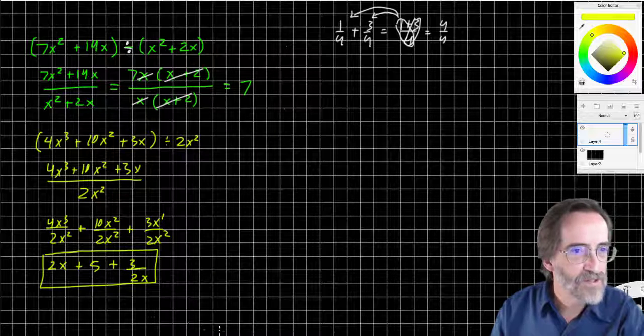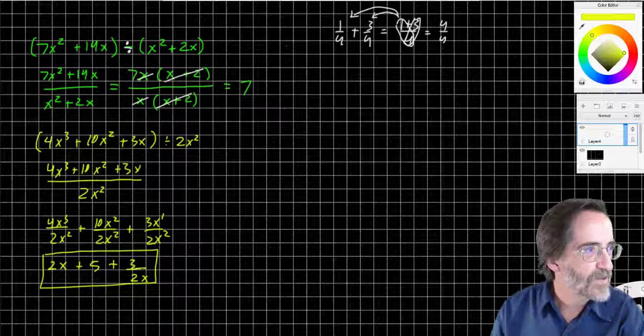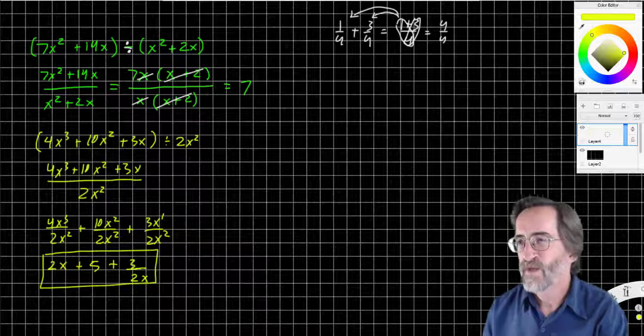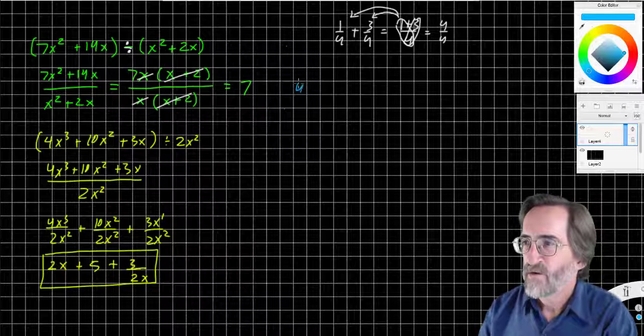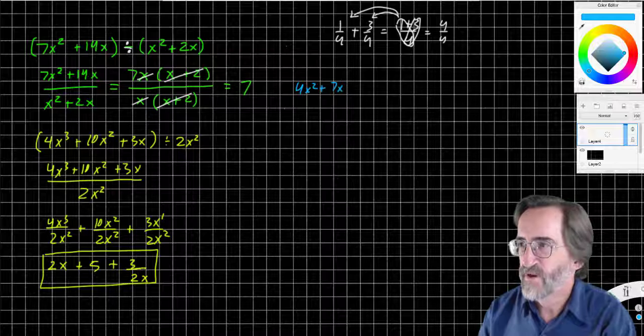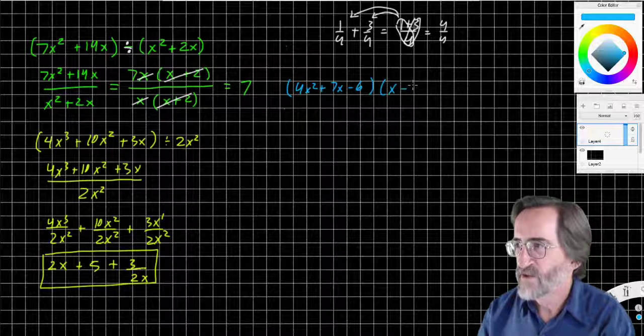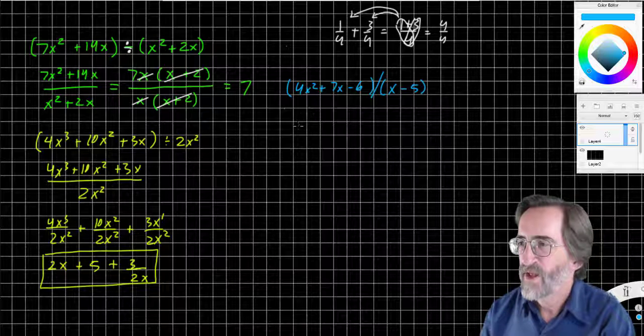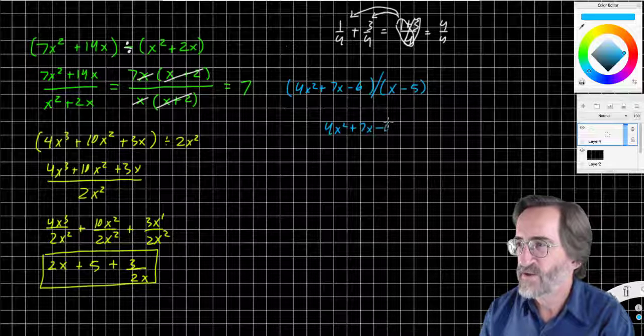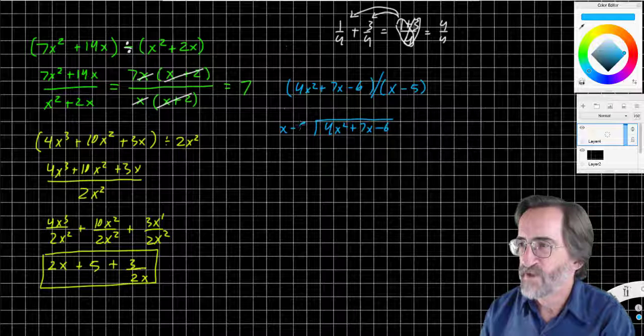Now there is also long division with polynomials. Let's take a look at that here. Okay. So let's do a long division problem here. Let's say I've got 4x squared plus 7x minus 6 divided by x minus 5. So I would write it like this: 4x squared plus 7x minus 6, and I would put long division in front, x minus 5.